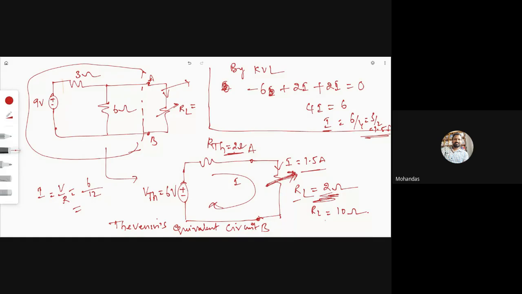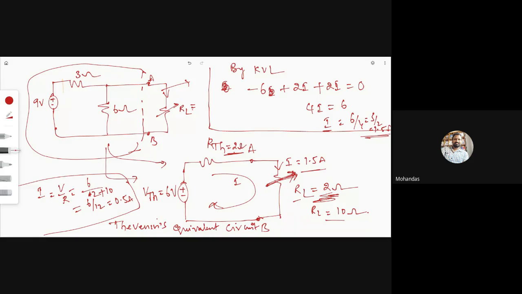2 plus 10, so 6 by 12 is 0.5. Yes, sir. Yeah, 0.5 amperes. Now, the advantage with this theorem is that there is no need to calculate the equivalent circuit again.